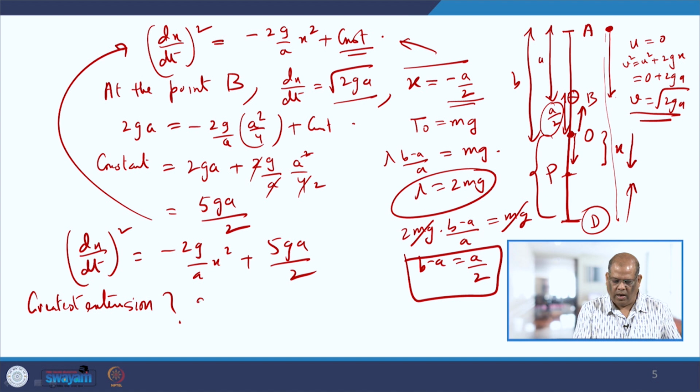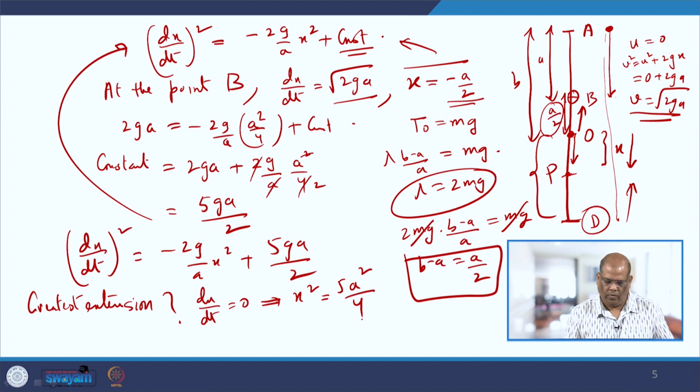So, if I put dx/dt equal to 0, it will give me x square equal to 5a square by 4, and you will get your x is equal to root 5 a by 2.